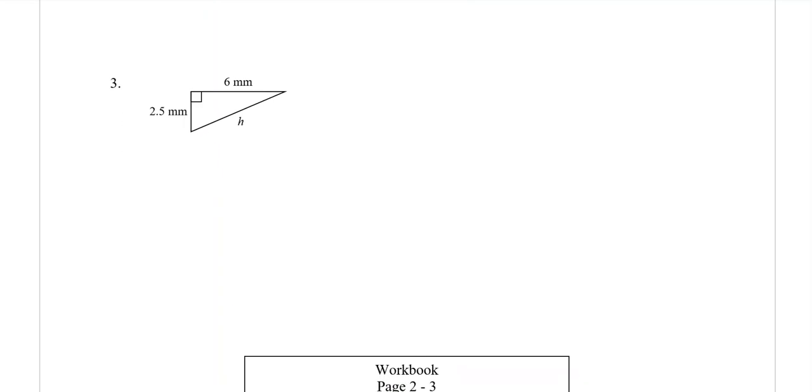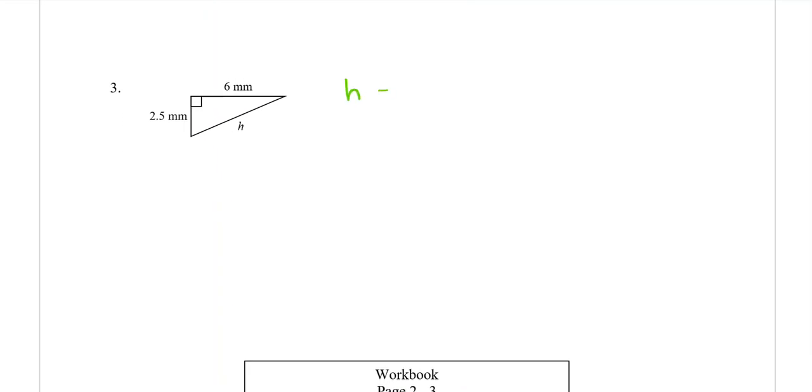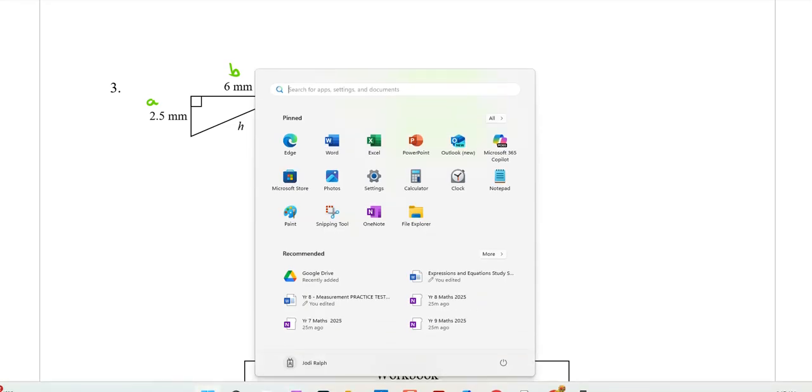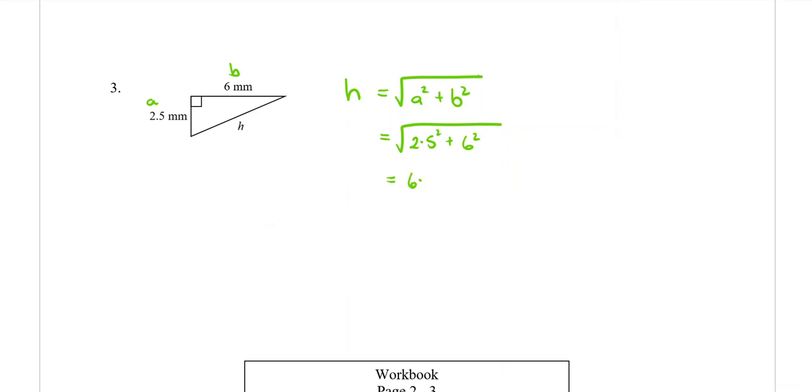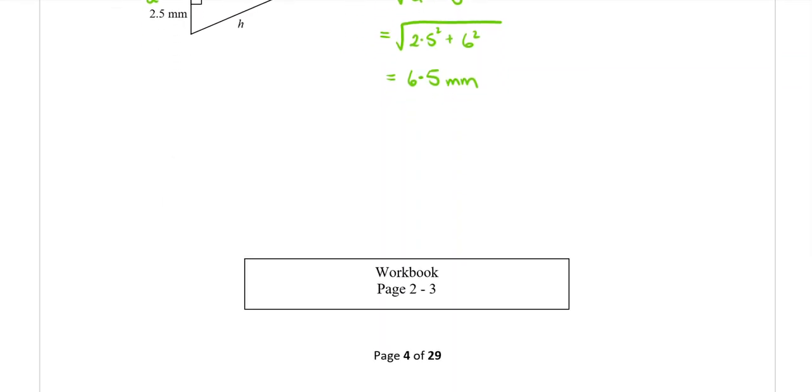Question 3, trying to find the hypotenuse. So first line is the formula, H equals the square root of A squared plus B squared. Second line, subbing in, next to the right angle we have A and B, so it will be 2.5 squared plus 6 squared. Third line, we type that in, square root 2.5 squared plus 6 squared. And the answer is 6.5, and that will be in millimeters. Okay, so we're going to practice that first before we move on to the next type. So you need to complete in your workbook pages 2 and 3.